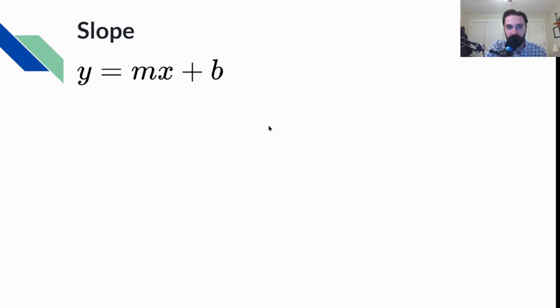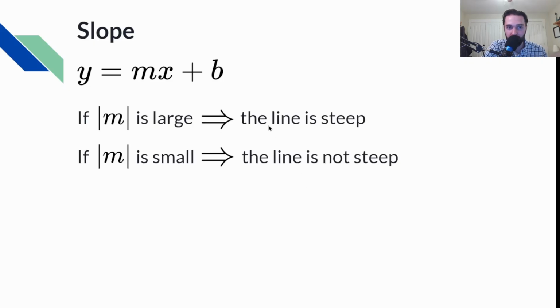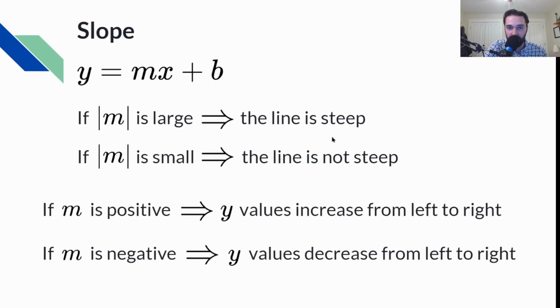Let's talk about the slope just a little bit more. If the absolute value of the slope is large, then the line is steep. But if it's small, then the line is not steep. Furthermore, if m is positive, then the y values increase from left to right. If you look at a graph and read it from left to right, like it's a sentence in English, the y values of the points are going to increase. The heights of the points increase. But if m is negative, then the y values decrease from left to right.